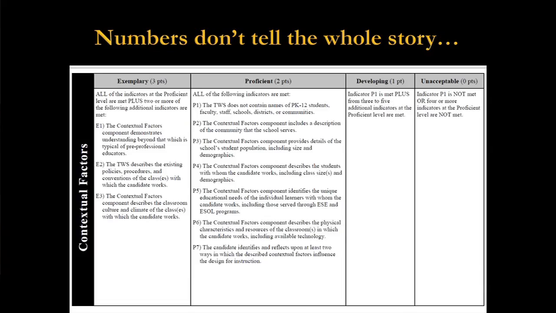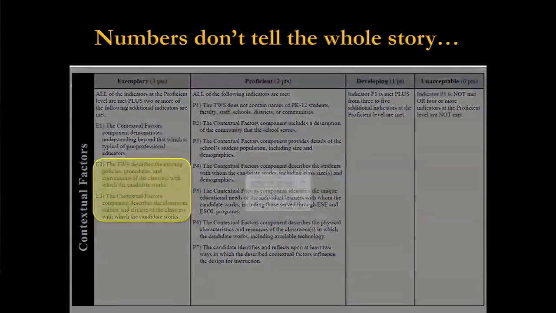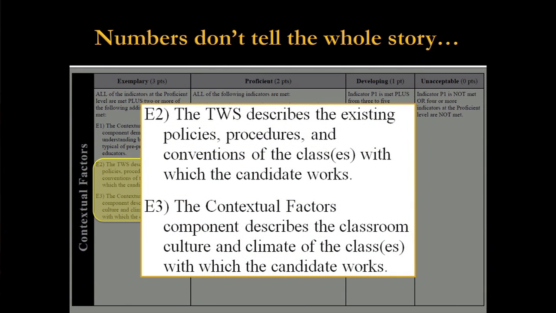There are 5 different hypercritical indicators. Pay attention to them on the rubric. I'll try to draw your attention to them as we go through the seminar. Keep in mind that the numbers required by the proficient column don't tell the whole story. Let me draw your attention to these exemplary indicators. In the first one, I talk about the policies and procedures.